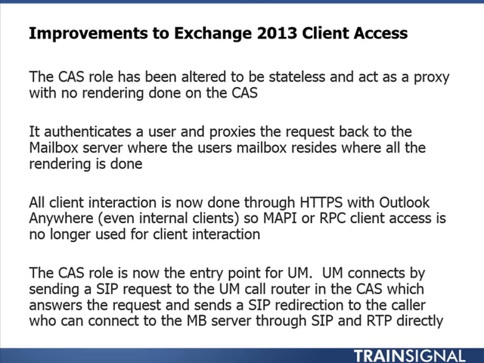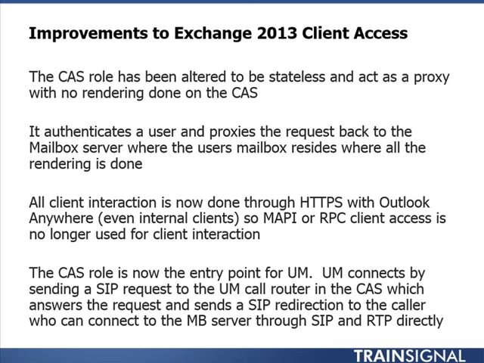Unified messaging connects by sending a SIP request to the call router, which is in the client access server. The call router answers the request and sends a SIP redirection to the caller, who can connect to the mailbox server through SIP and RTP directly.